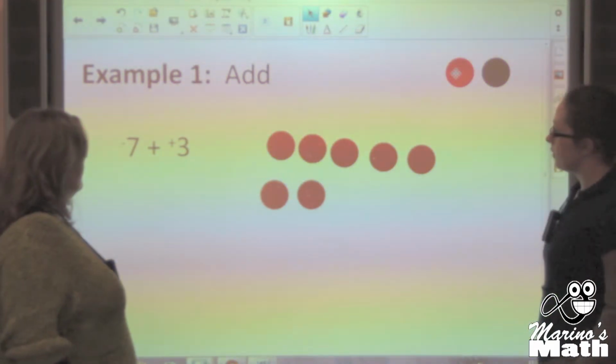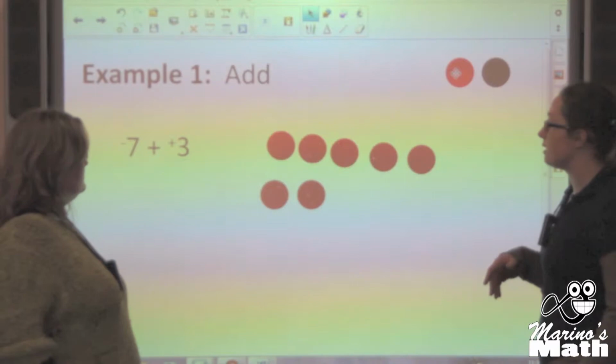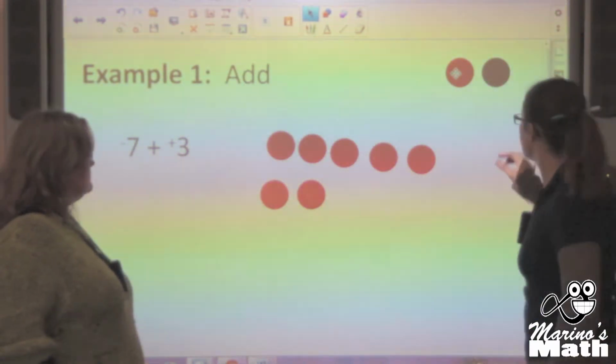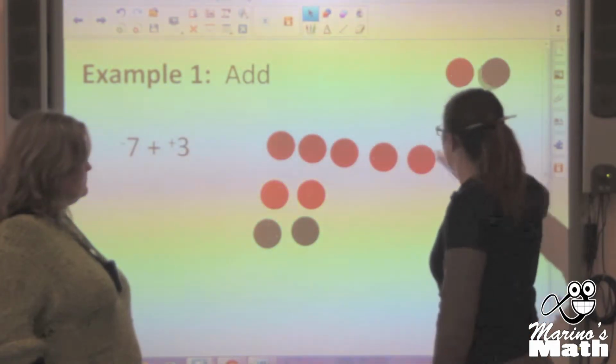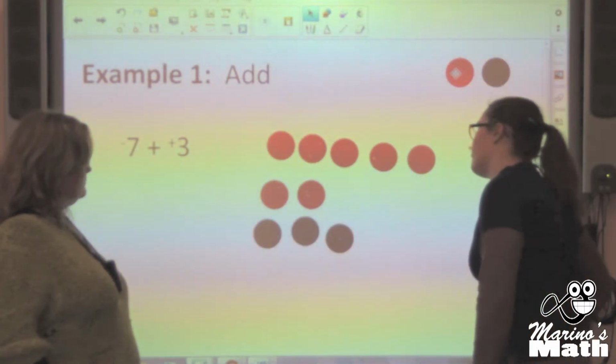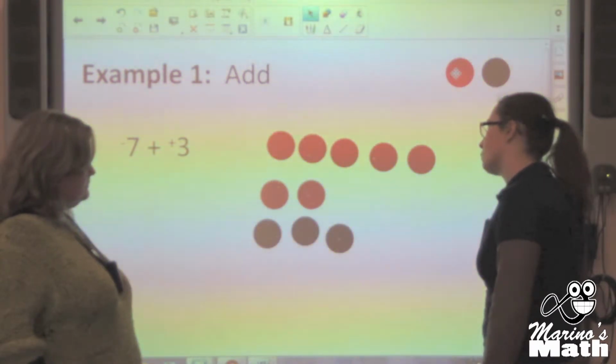And now, plus means that I'm adding something to it. I'm going to add 3 positive, and the positive ones are the black ones. And then I have to figure out what this board now really means.